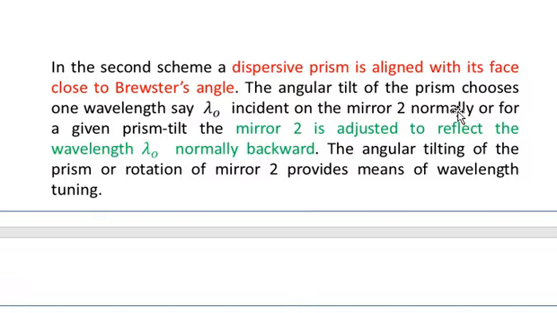The angular tilt of the prism chooses one wavelength, say lambda naught, incident on the mirror 2 normally. For a given prism tilt, the mirror 2 is adjusted to reflect the wavelength lambda naught normally backward. The angular tilting of the prism and the adjustment of the mirror 2, or the rotation of the mirror about its axis, provides a means of wavelength tuning.